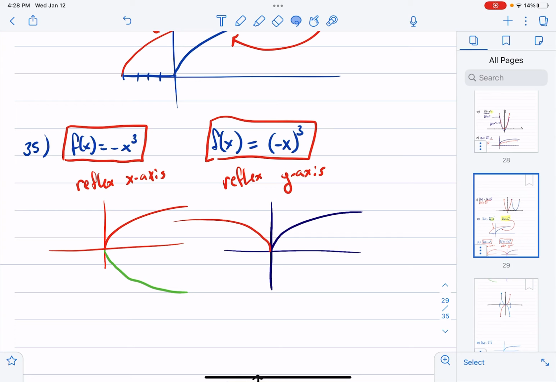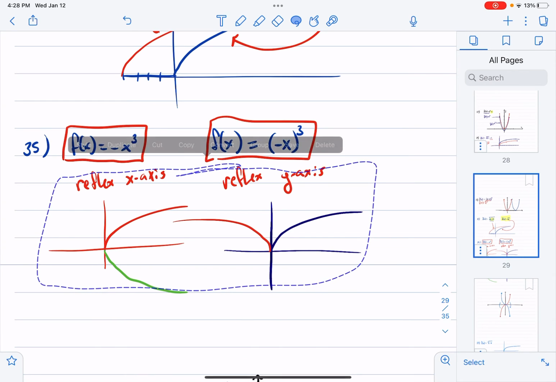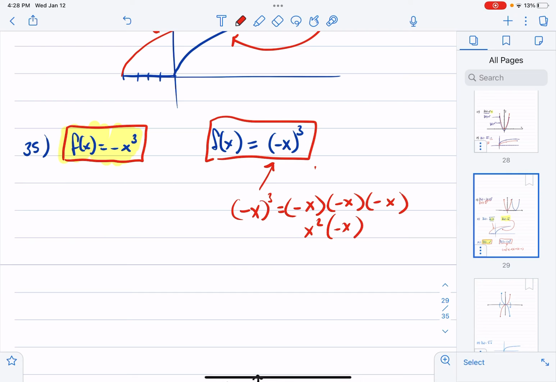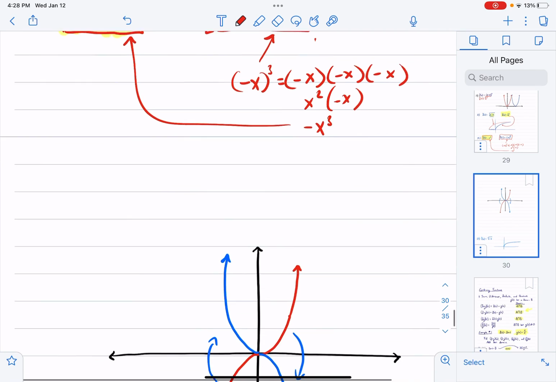Now, this problem said to reflect it about the y-axis. Here's the really funny thing. Think about this mathematically. Negative x cubed would be negative x times negative x times negative x. Negative x times negative x would be x squared, times negative x would be negative x cubed, which is the same thing. So this is one function where it doesn't matter which way you rotate it or reflect it. It ends up being the same.